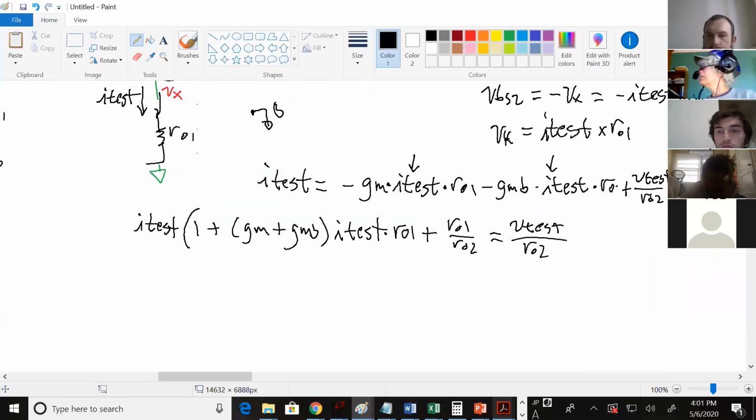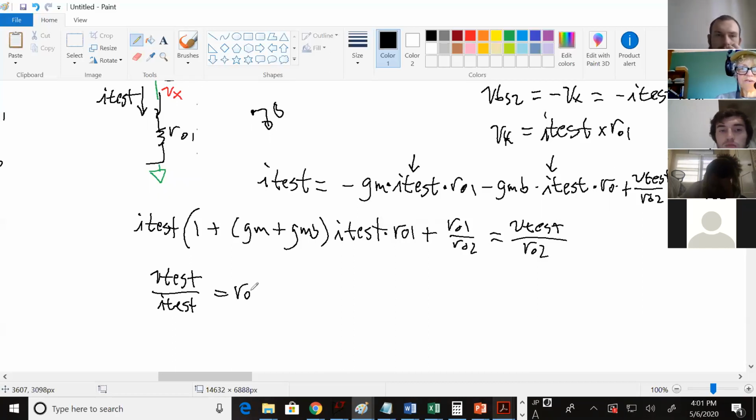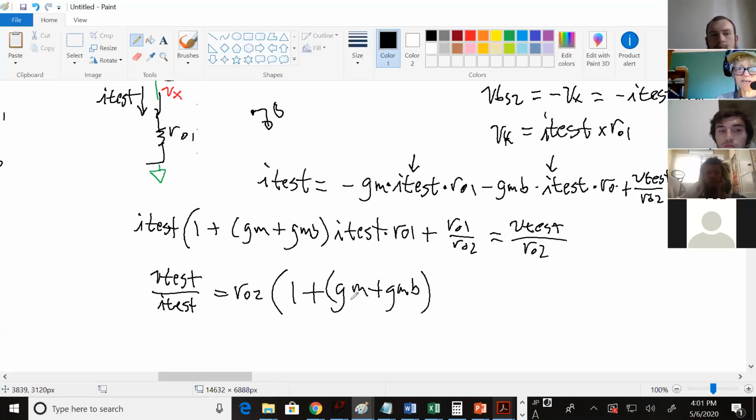Okay, up to there, good? Okay, what we actually want is V test over I test. So I'm going to divide both sides by I test to get rid of this, and then multiply both sides by RO2 to get rid of this RO2. So we get RO2 times 1 plus GM plus GMB RO1 plus RO1 over RO2. Almost there.